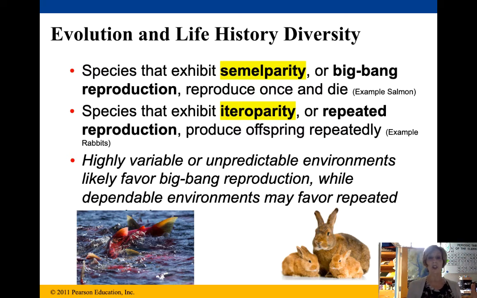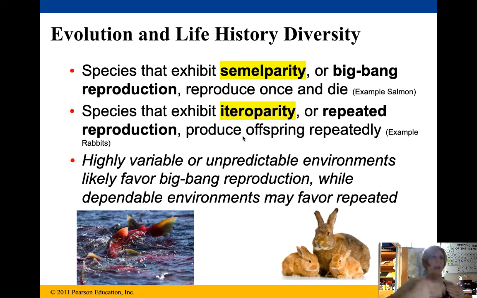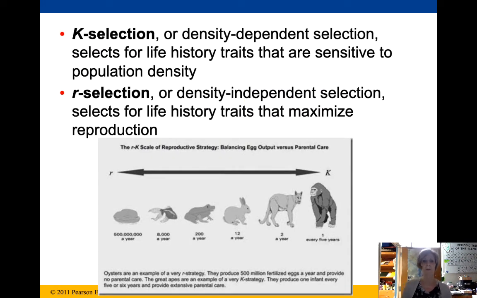Another strategy is species that exhibit iteroparity, or repeated reproduction. So they produce offspring repeatedly, like rabbits, all right? Highly variable, unpredictable environments are more likely to favor Big Bang, right? Because you might not have another chance to reproduce. And more dependable environments may favor iteroparity, or repeated reproduction.